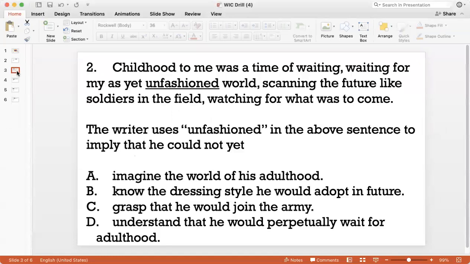Okay, question 2. Childhood to me was a time of waiting for my as yet unfashioned world, scanning the future like soldiers in the field, watching for what was to come. So here the narrator speaks of his childhood as a time of waiting for something that was yet to come, my as yet unfashioned world.